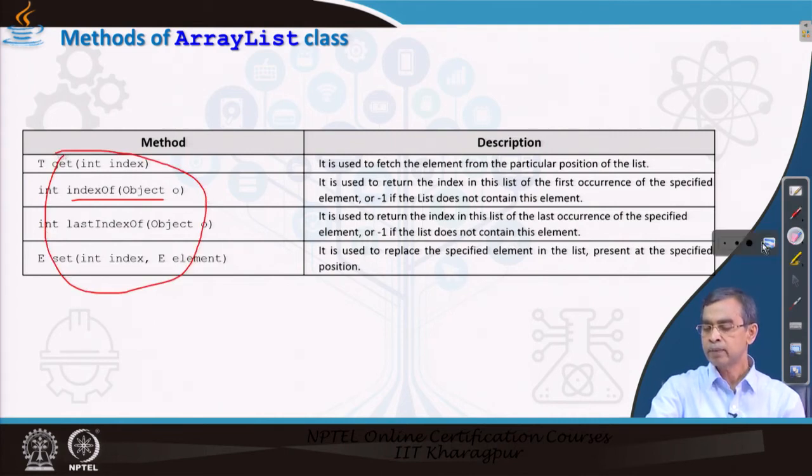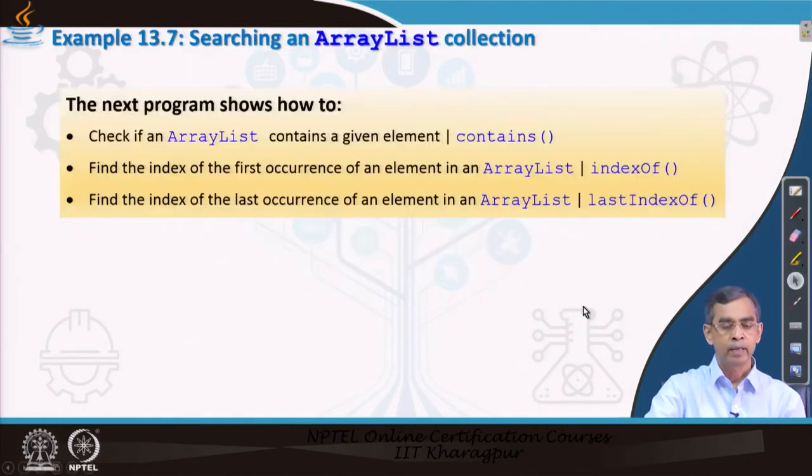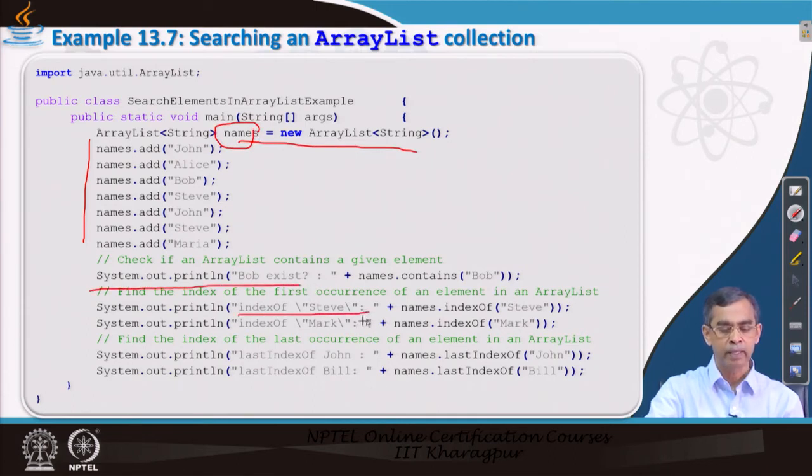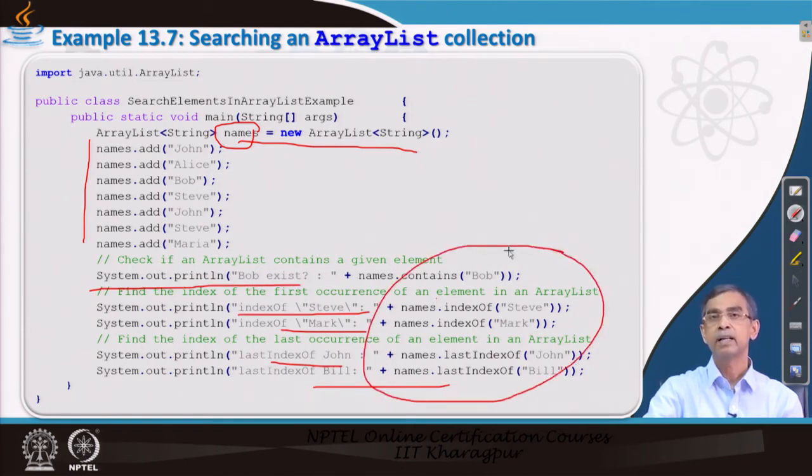Now, there is one program that you can consider for how this searching can be done in your array list. This is the program that you can see. We create a collection of the type string here, the name of the collection is names, and then we call the different methods that we have discussed one by one, indexOf, lastIndexOf, and all these things are there. So, these are basically regarding searching the existing collection that you can check in your own time.